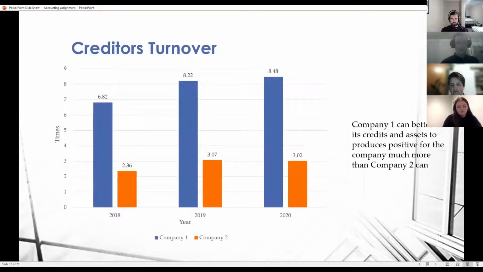Credit turnover shows how quickly they can pay back their debts. Company 2 pays them back a lot quicker, but has a lot less of those debts, whereas Company 1 pays off those debts slower, but has less debts.